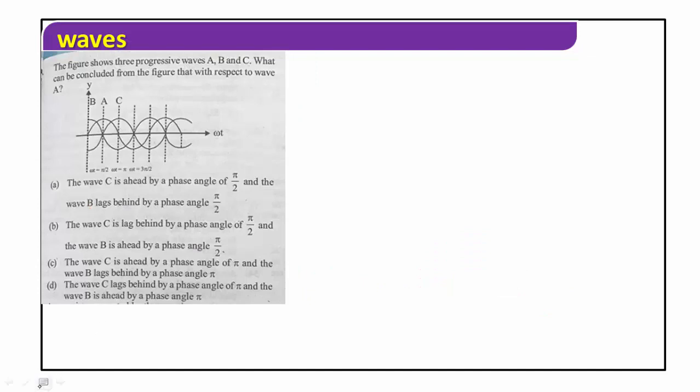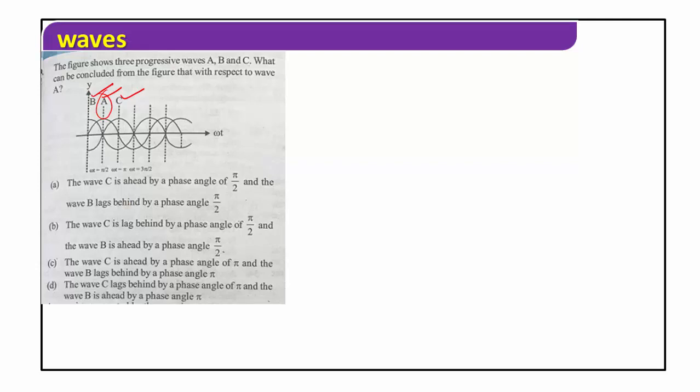Then the next question, this diagram indicates 3 progressive waves: progressive wave A, progressive wave B and progressive wave C. This figure shows 3 progressive waves A, B and C. What can be concluded from the figure with respect to wave A? What can be concluded from the figure with respect to the wave A?